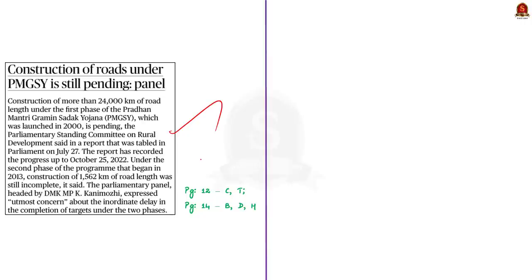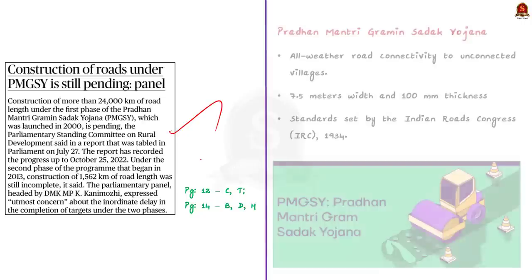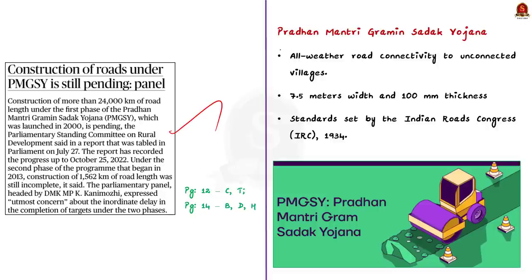So in this context, let us learn about Pradhan Mantri Gramin Sadak Yojana. See, the Pradhan Mantri Gramin Sadak Yojana, PMGSY, was launched in 2000 to provide all-weather road connectivity to unconnected villages in India. This scheme is funded jointly by the central government and the state governments.